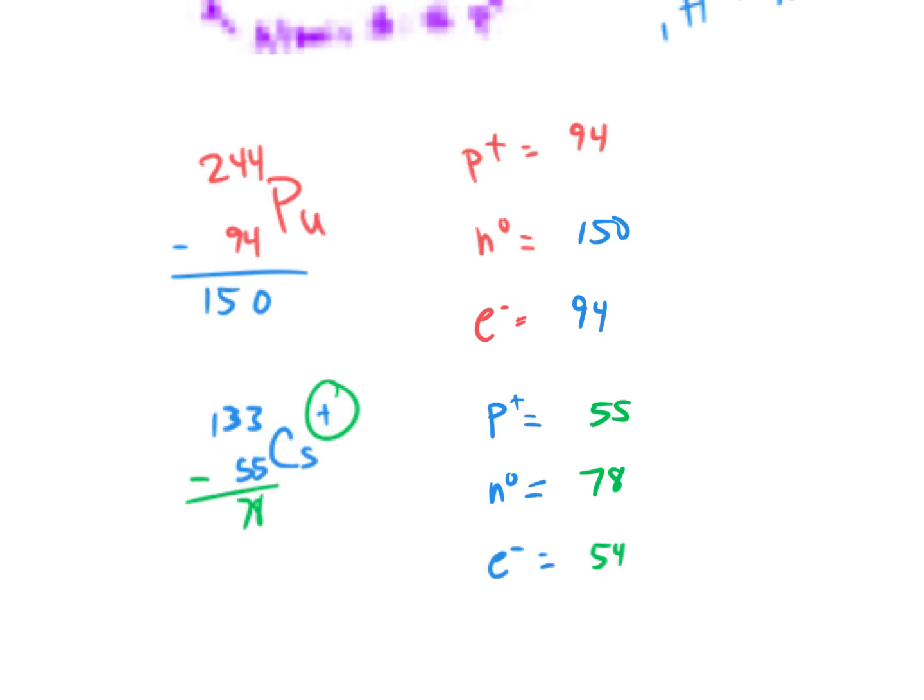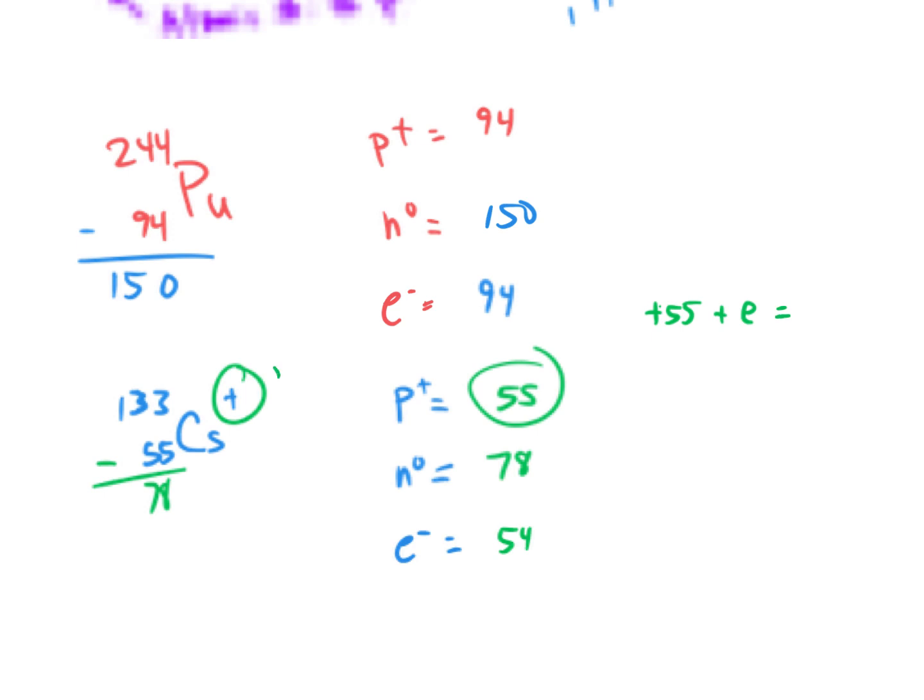Are you okay with that method? I can show you another method. Here we go. We have positive 55 because we have 55 protons, plus however many we have for our electrons, I don't know what it is yet, is equal to positive 1. Let's subtract 55 from both sides. And the number of electrons is negative 54.